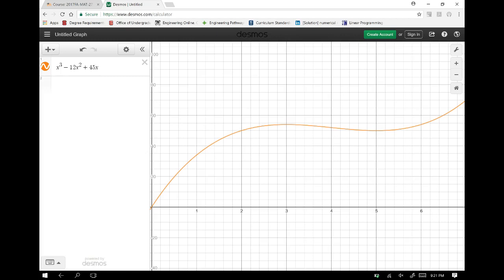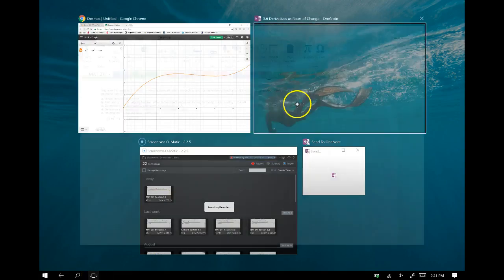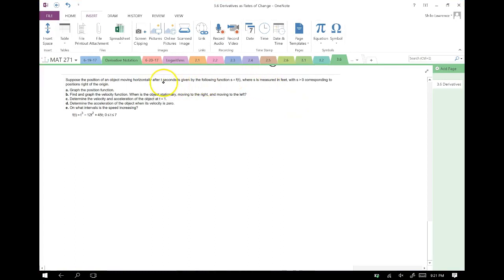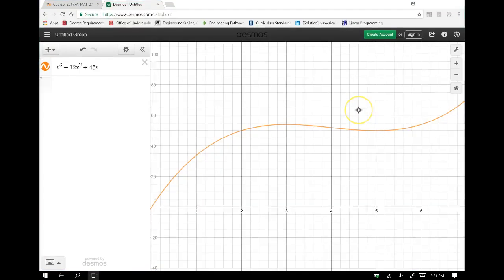So one of the first things it asks you to do is just graph the position function. On the x-axis, or the t-axis, that is time. It's just describing time. And on the vertical axis, it's our position with respect to the origin. I'm not sure if it gave us any units here. T is measured in seconds, S is measured in feet. So after 1 second, we've moved almost 35 feet.